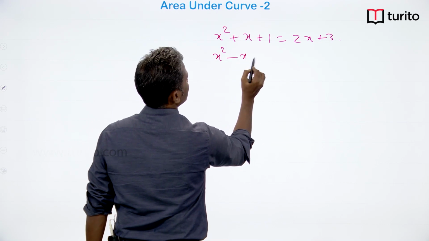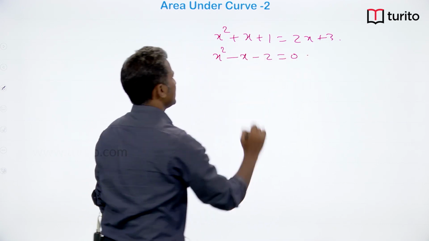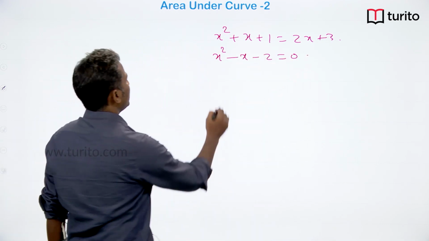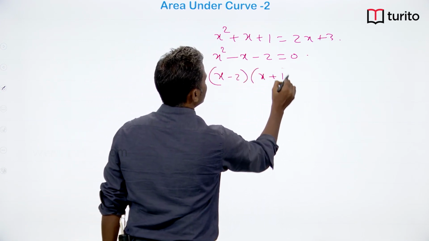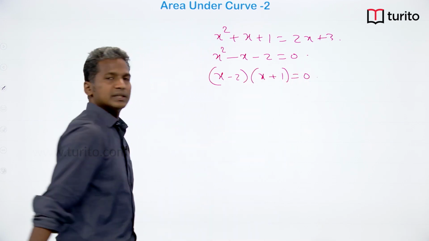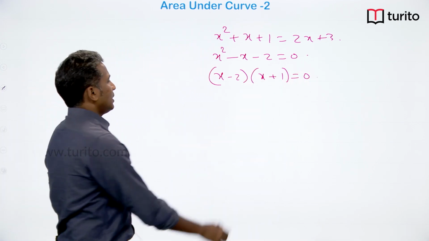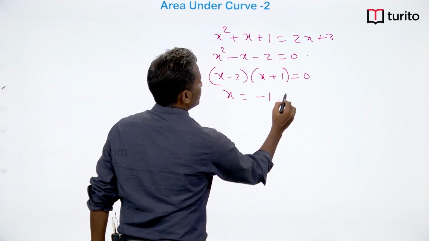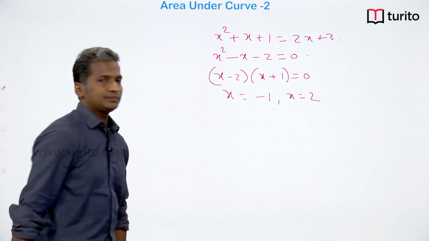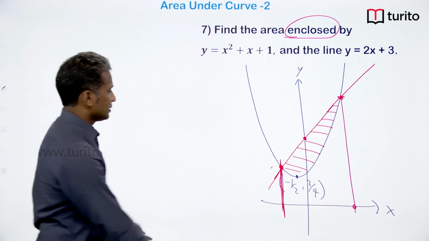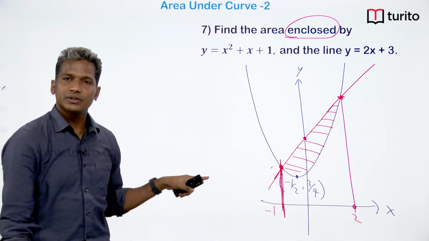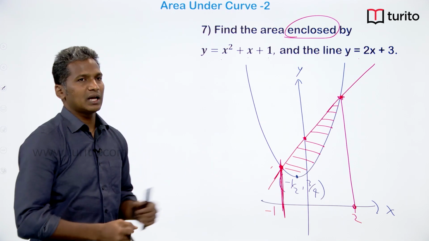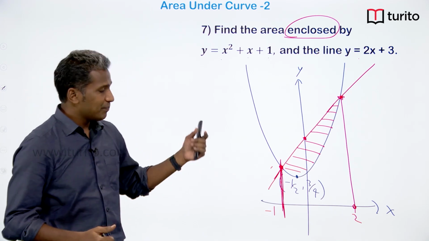x square minus x minus 2 is equal to 0. Now if I factorize this, I am getting two factors, x minus 2 and x plus 1. These two are the factors. Now x equal to minus 1 is one root, x equal to 2 is one root. So I got the limits. This is minus 1, this is 2. It is geometrically also fitting and convenient, it is satisfying.